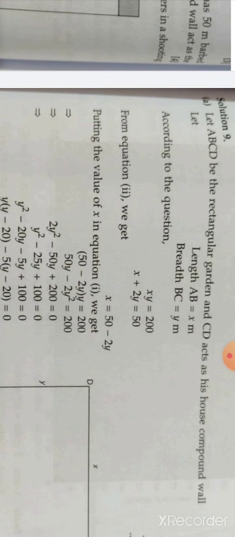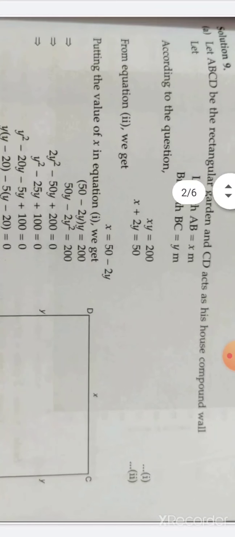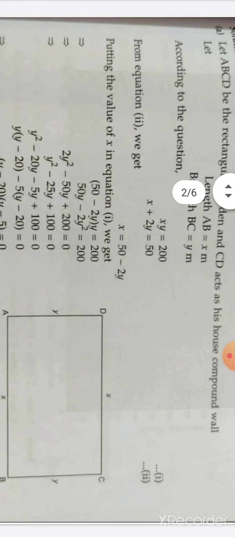Let ABCD be the rectangular garden and CD acts as his house compound wall. So now here you can see the figure. AB length x meter we have taken and breadth BC y meter. According to the question, the area, which is x multiplied by y, is equal to 200, which is our first equation. Also x plus 2y is equal to 50.